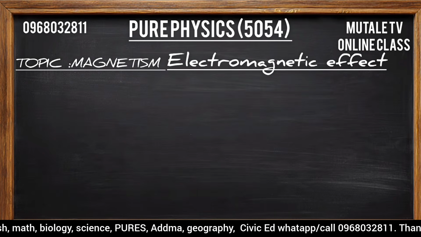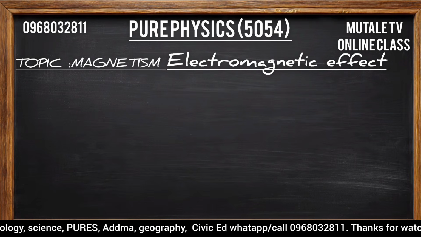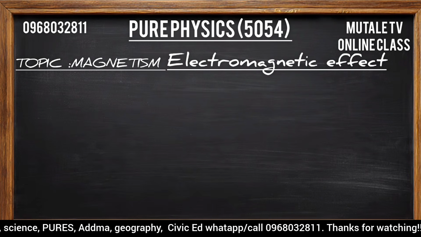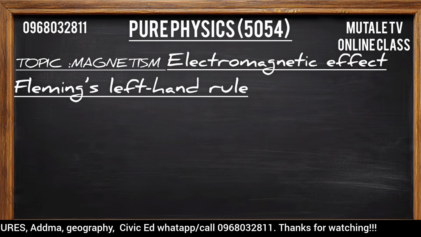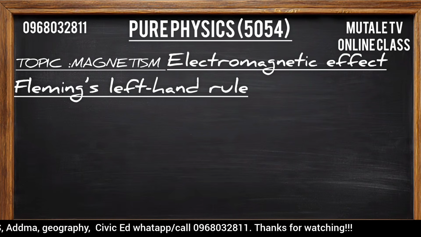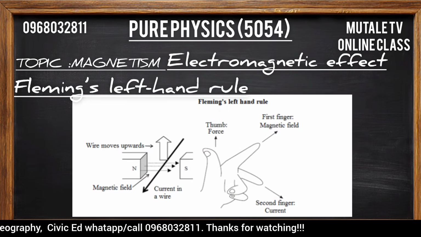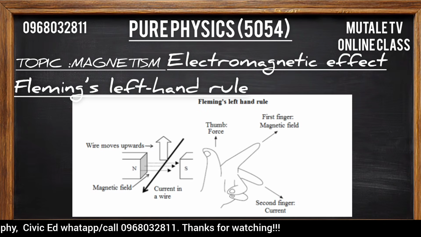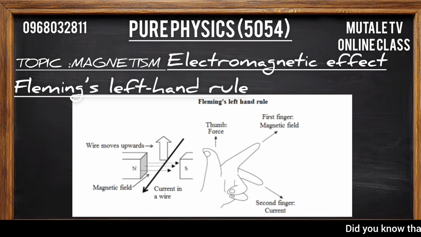Right, so then lastly, we need to look at what is called the electromagnetic effect. Under this effect, we need to learn what is known as Fleming's left-hand rule. If a current flows in a wire in a magnetic field, a force acts on the wire. So the direction of the force can be found by Fleming's left-hand rule.